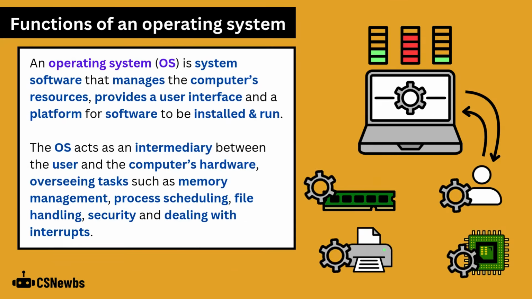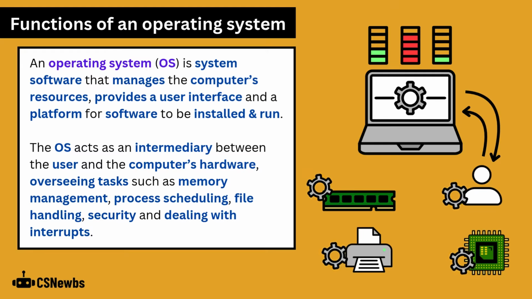An operating system is system software, as opposed to application software that we'll look at in section 2.2a, that manages the computer's resources, provides a user interface, and also a platform for software to be installed and run from. The operating system acts as an intermediary between the user and the computer's hardware, overseeing tasks such as memory management, process scheduling, file handling, security, and dealing with interrupts.